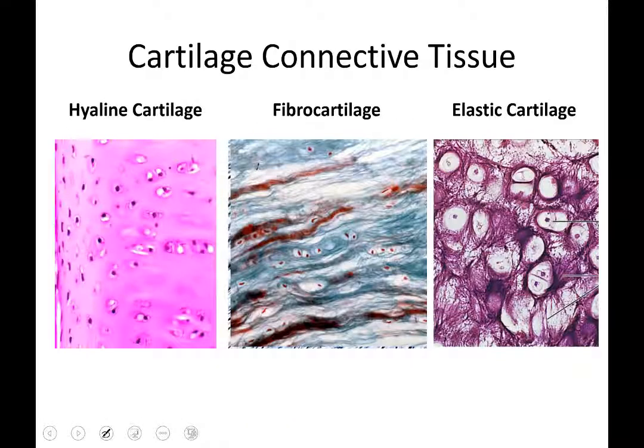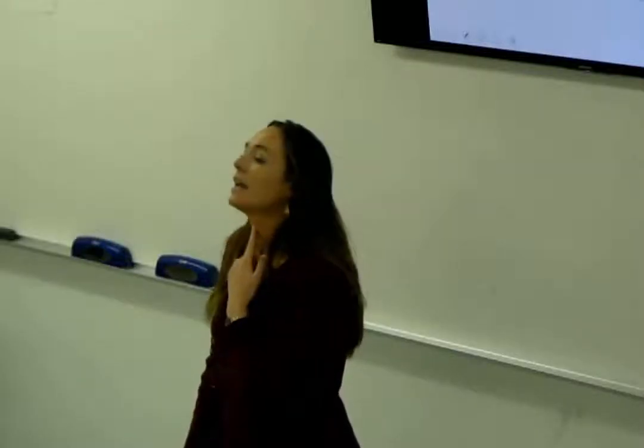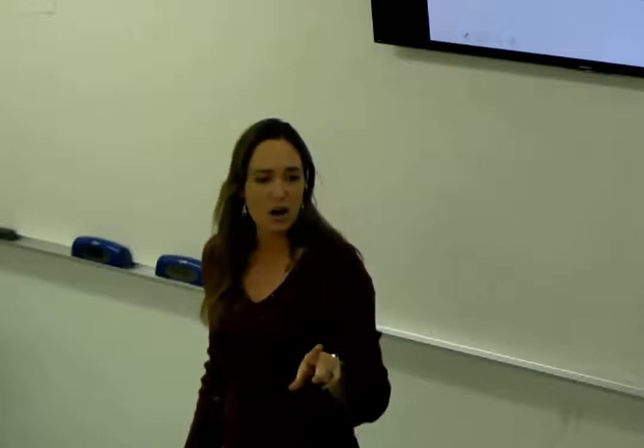So hyaline cartilage is the most common cartilage throughout your body. For instance, if you can feel down your throat, your trachea, and it feels like if you run your fingers down a cardboard box, you can feel the ridges in that, just like you can feel the ridges down your trachea. That's made of hyaline cartilage.